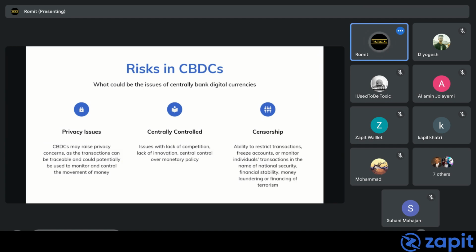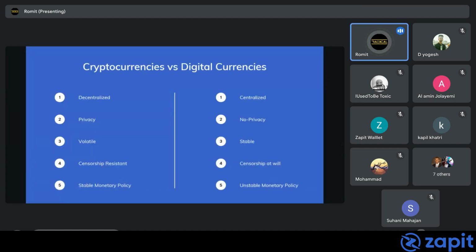So if you have issues with this, if you see that this is a really big issue, I would suggest at least sticking to a certain portion of your portfolio being in the cryptocurrencies versus the digital currency space. You can take a look at a few differences between cryptocurrencies and digital currencies. Crypto is decentralized, CBDCs are centralized.